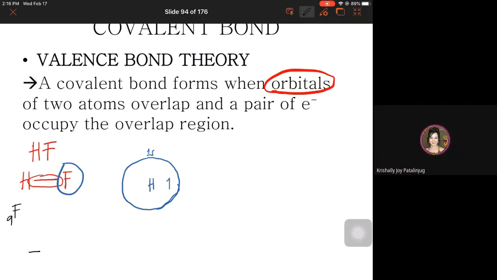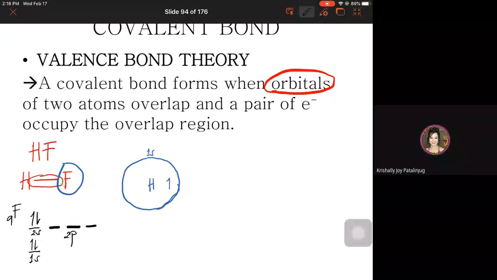Of course, it will reside first on the lowest energy level, 1s2, followed by 2s. So we already have 4. Then after 2s, we have 2p. Ayan. So total of 9. Tama? 2, 4, 6, 8, 9. Alright, so this is how the electrons of fluorine are being distributed on its orbitals.